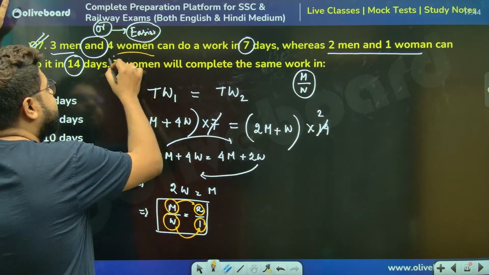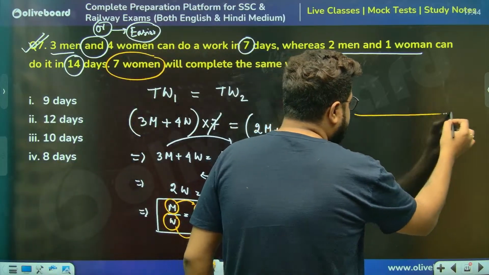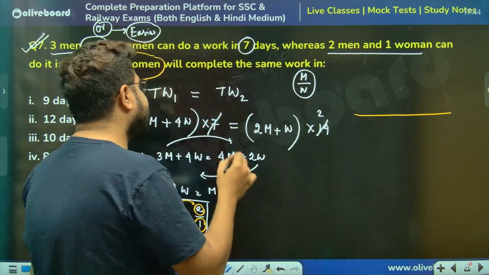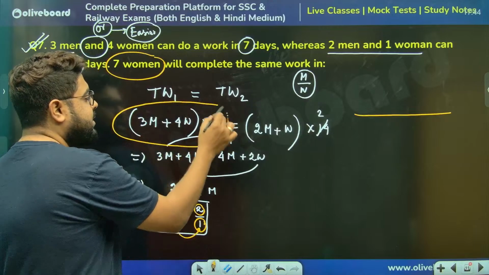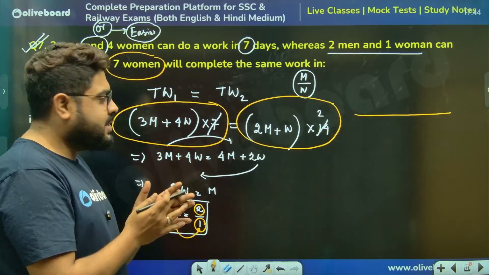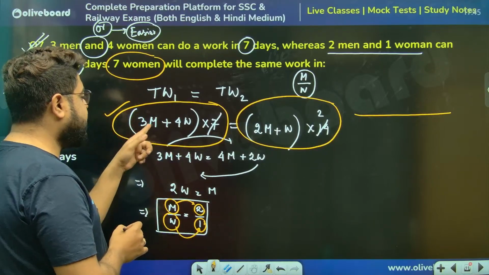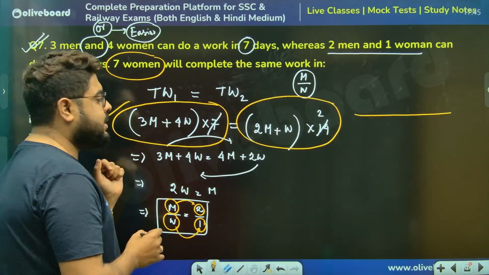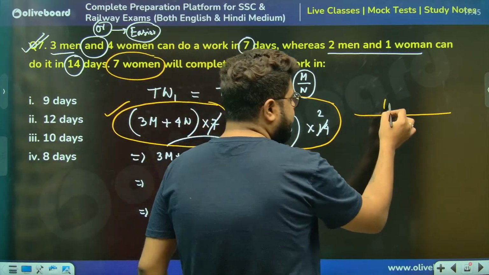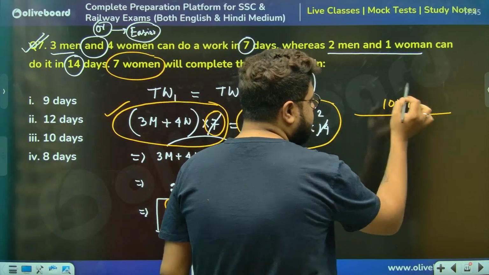Now, 7 women will complete the work. Sir, to complete the work, I need total work. What is total work, sir? Sir, it is just the equation. So either you take this or you take this. Both are total works only. I'm taking this one, sir. M is 2, W is 1. M 3 into 2, 6 plus 4 into 1, that is 10. 10 into 7 days, sir. This is total work.